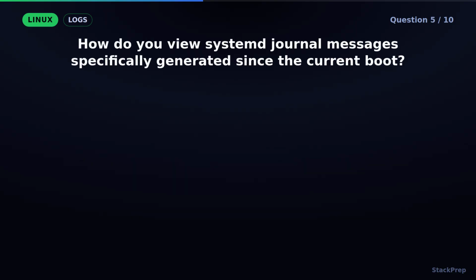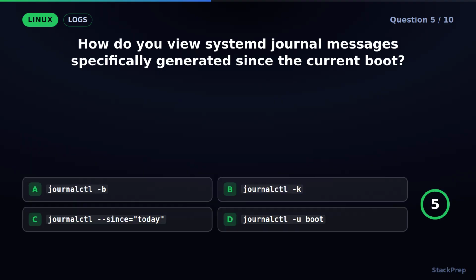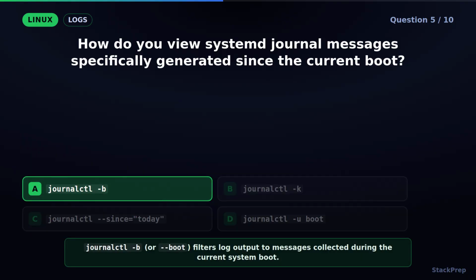How do you view systemd journal messages specifically generated since the current boot? The answer: journalctl -b. Journalctl -b, or --boot, filters log output to messages collected during the current system boot.